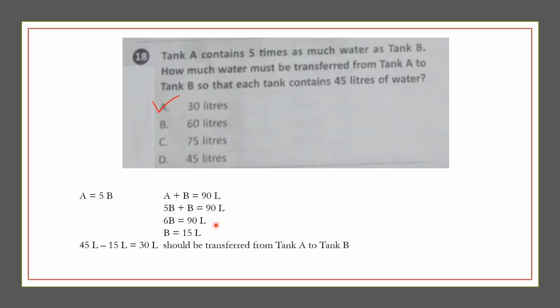So initially B is having 15 liters of water. So how much more water will be required for B to make it 45? It is 30 liters. So tank A should transfer 30 liters of water to tank B to make it 45 liters. So our answer is option A, 30 liters.